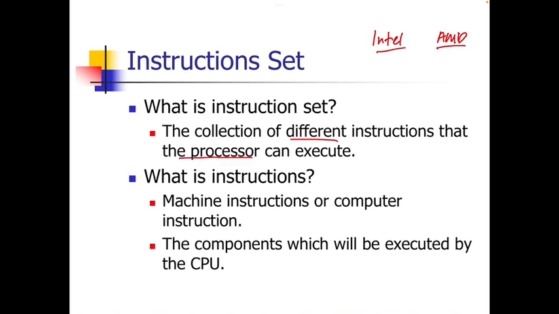Each processor has its own different instruction. So what is an instruction? An instruction is a machine instruction, or computer instruction. An instruction also means the components that will be executed by the CPU. When we talk about instruction, it is referring to an assembly-like programming language.